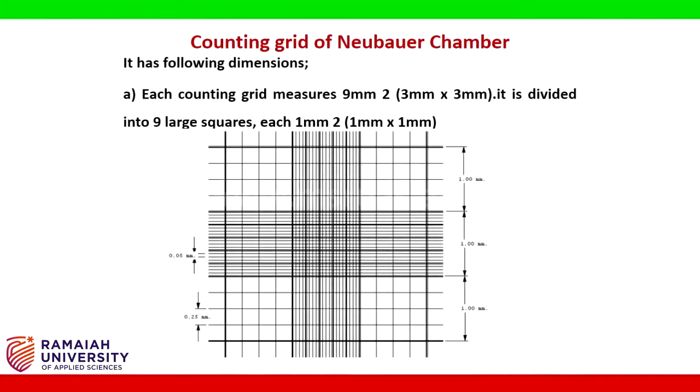Counting grid of Neubauer's chamber. It has following dimensions. Each counting grid measures 9 mm square. It is divided into 9 large squares of each 1 mm square in dimension.